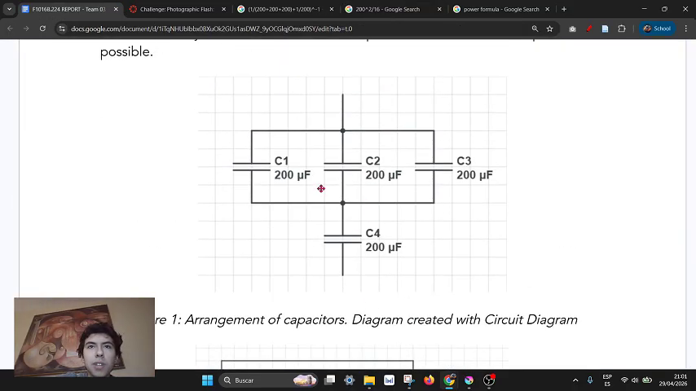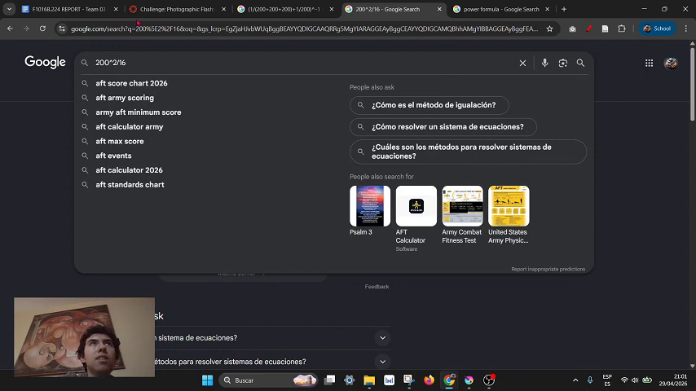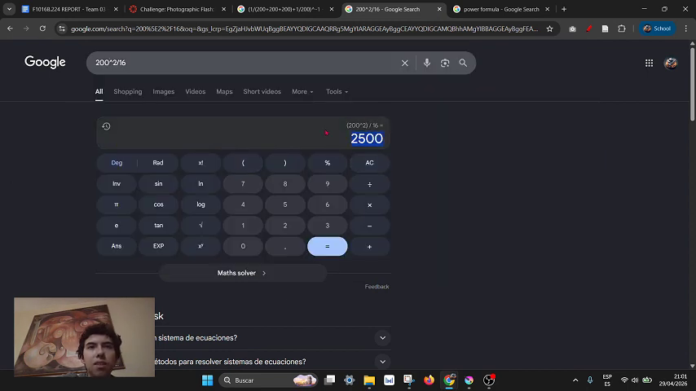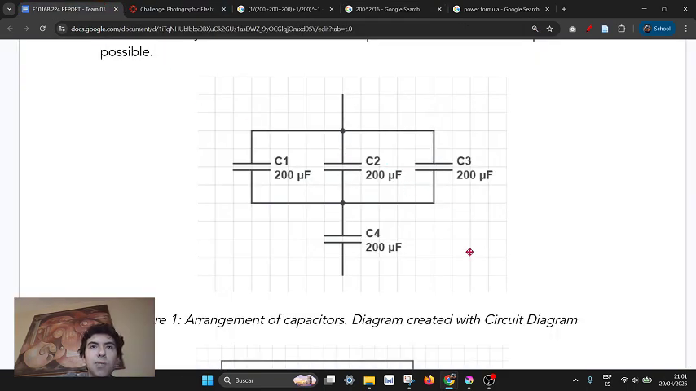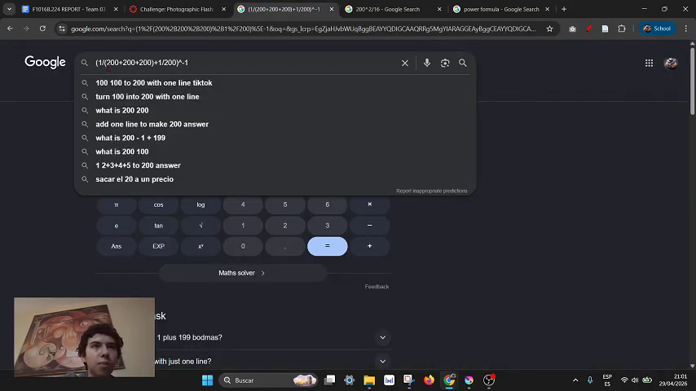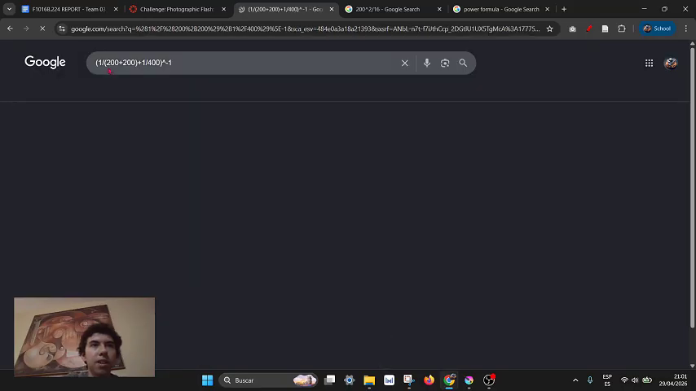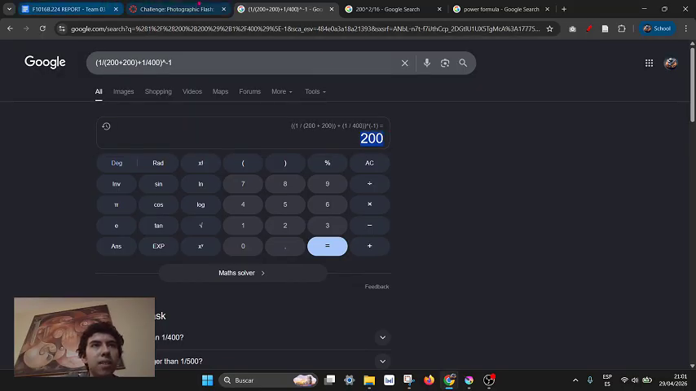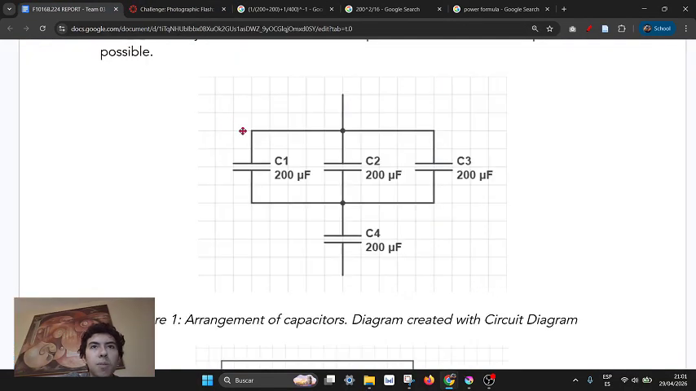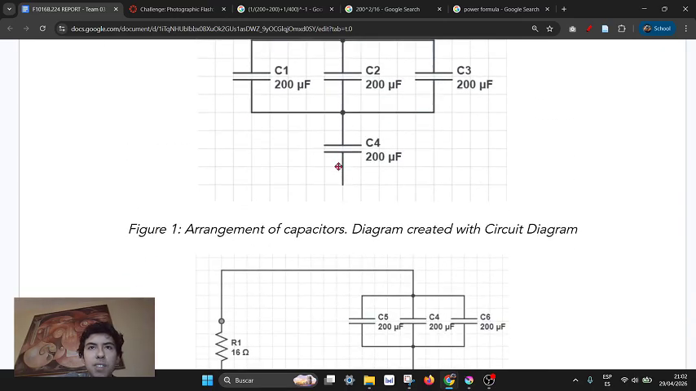We could also, in theory, make it so that it's 2 in parallel 2 times, and then it would be the same power, but the capacitance would actually increase because it would be 200 times here, it would be 400, and it would be 200 microfarads instead of 150. So this is the best array that we can have for our purposes.